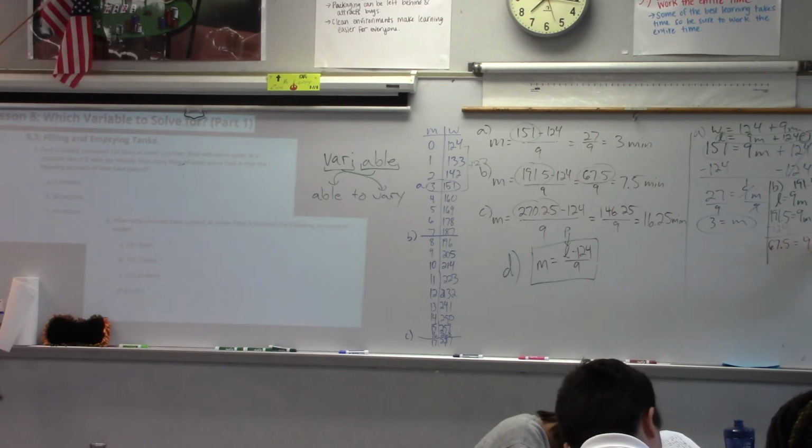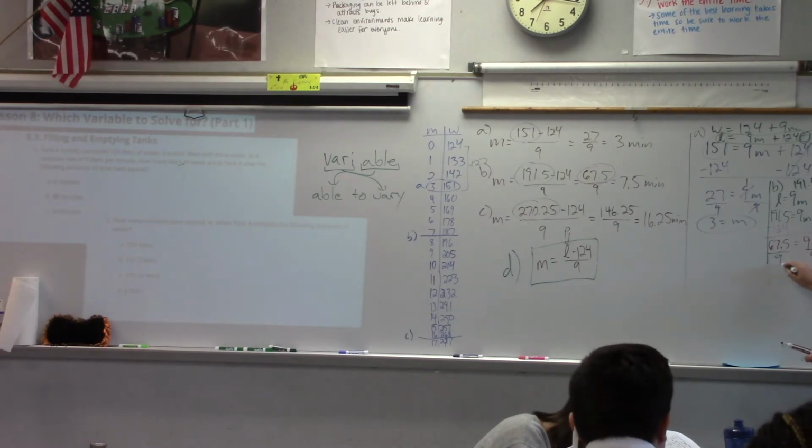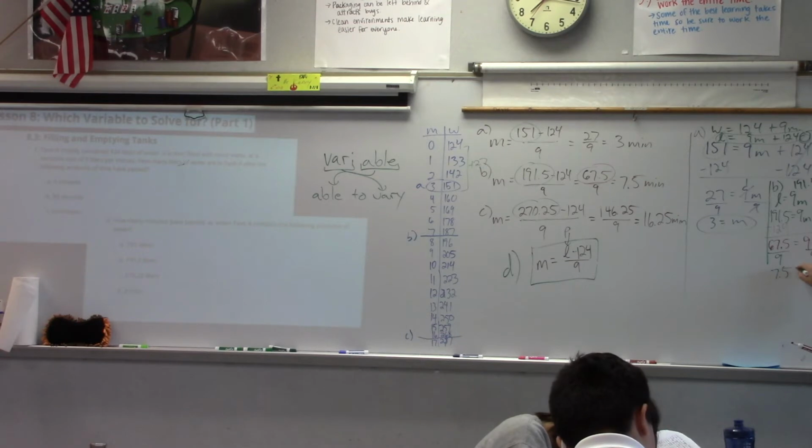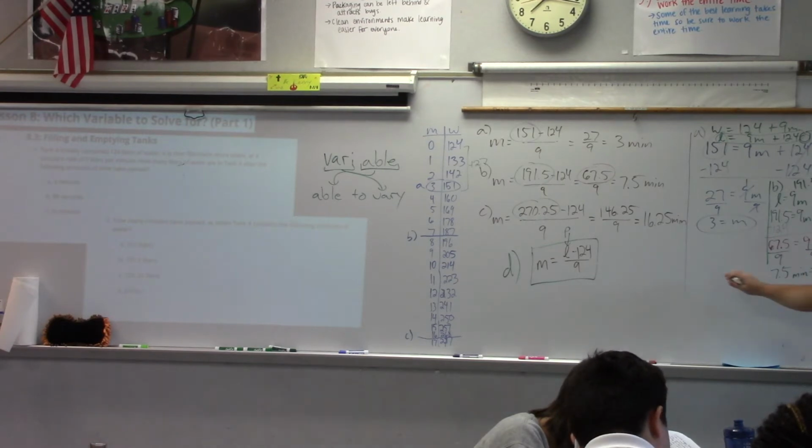67.5 is equal to 9m. Last step: divide by 9. So 7.5 minutes is equal to m. Alright, we're only going to do A and B, but I want you to notice something.